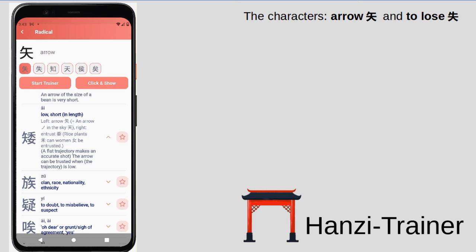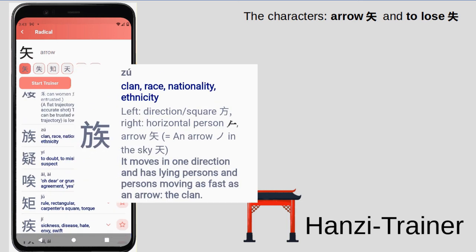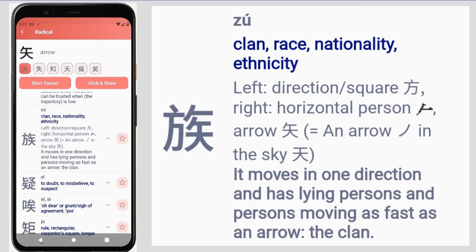This has the meaning clan, race or nationality, and the pronunciation 族. The explanation tells me that this character comprises at the left the character for direction or square, and at the right we have a horizontal, thus a lying person, and this character for arrow. This character for horizontal person can be considered as the normal character of person, which is simply compressed, thus horizontal or lying.